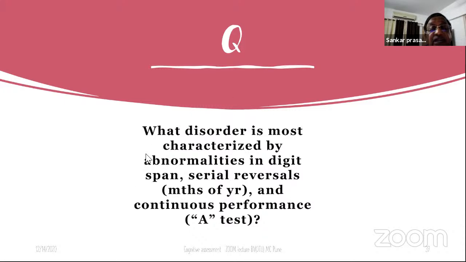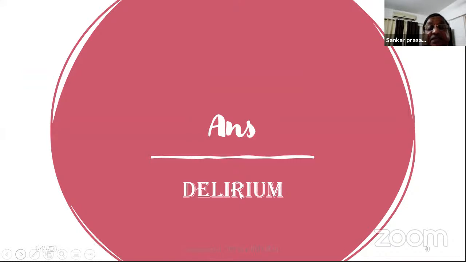Where you have problems in attention and digit span is not commonly done. That is attention difficulty. That is in delirium. Answer is delirium. So intermittently you get questions. Please concentrate and try and answer.